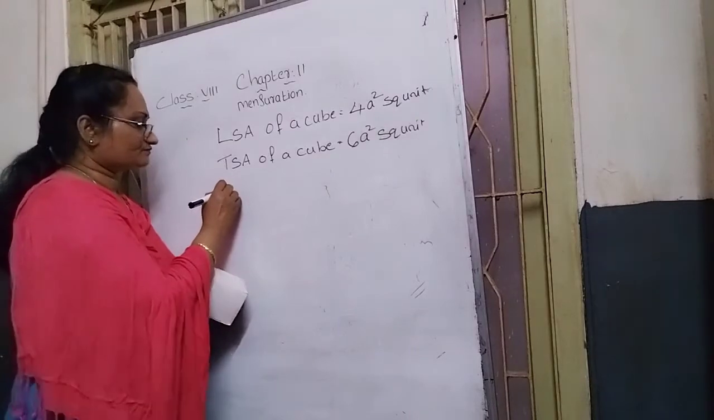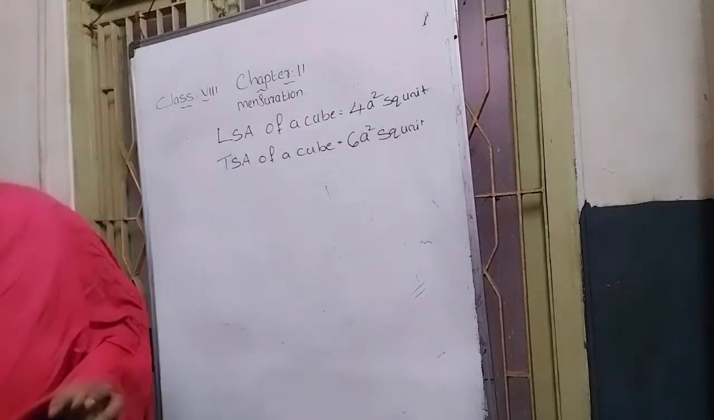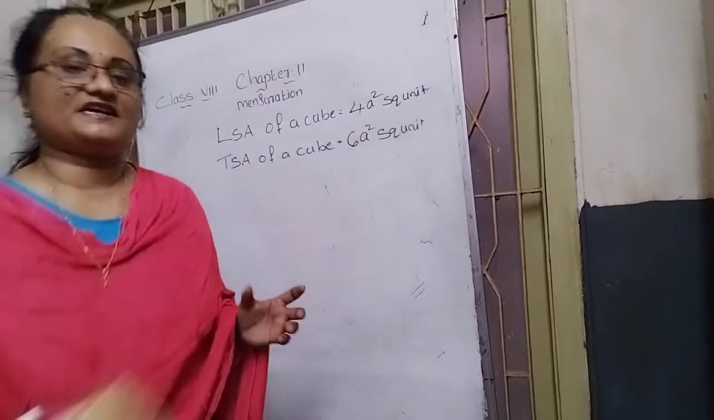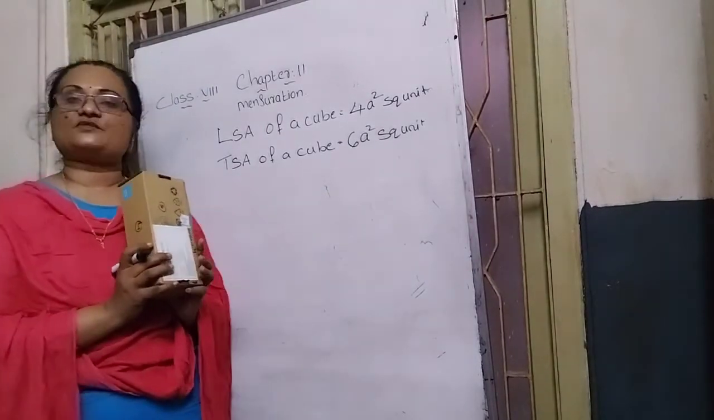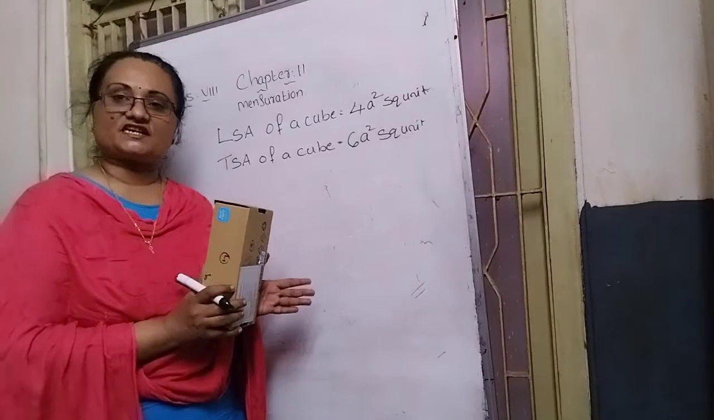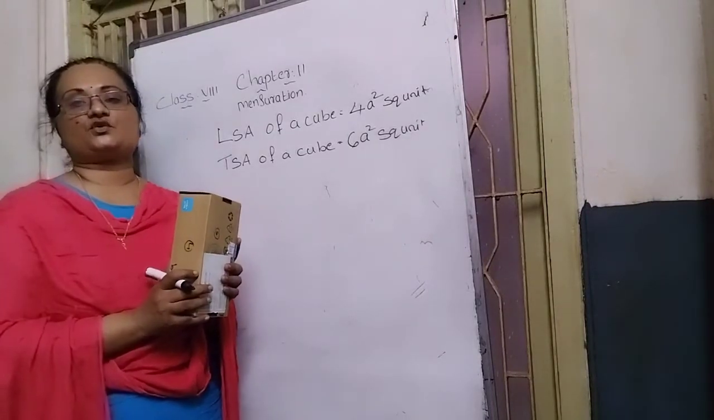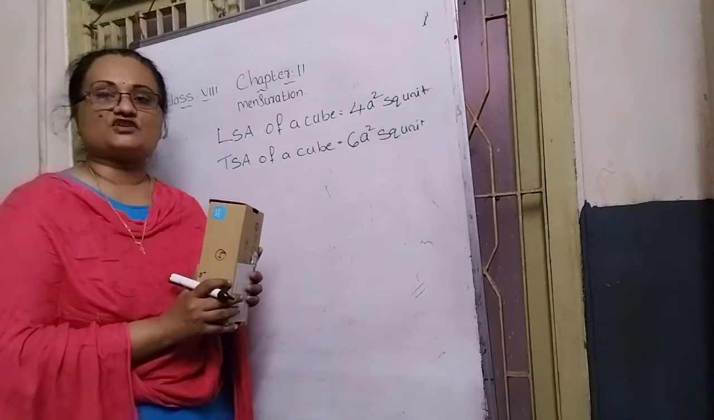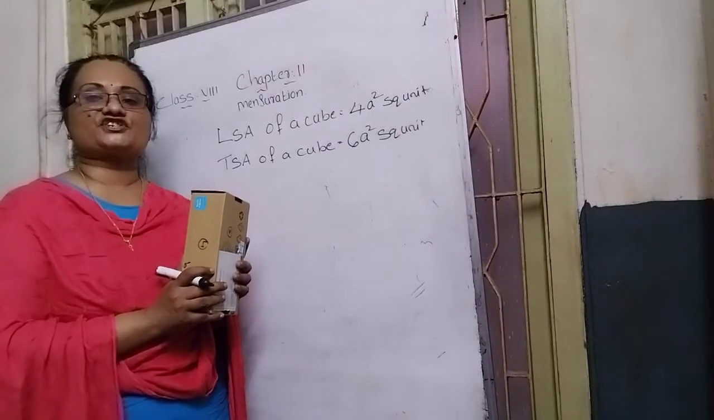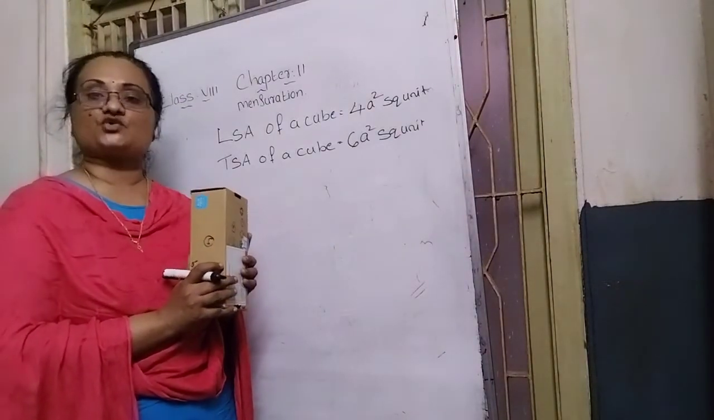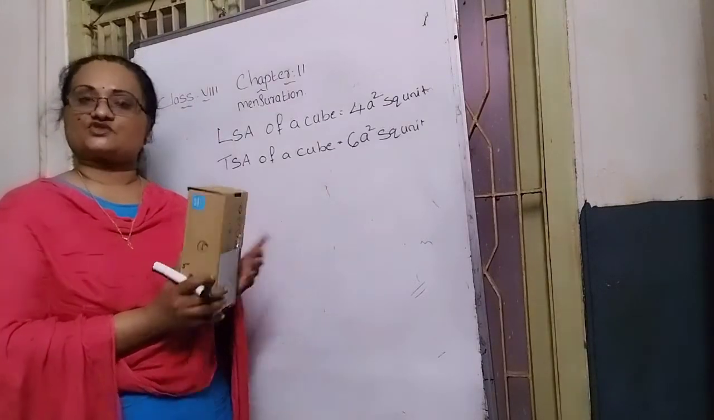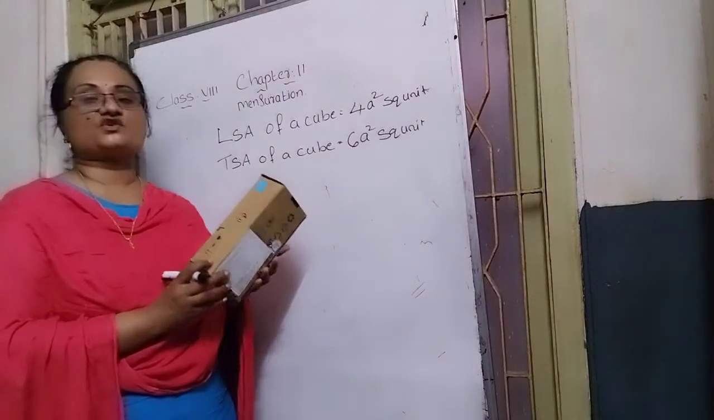Then the next shape given is the cuboid. Examples of a cuboid: a sponge duster is an example of a cuboid shape. Your pencil box is an example of a cuboid shape. A sweets box is an example, a shoe box is an example. So many items are there. So this is also a cuboid.